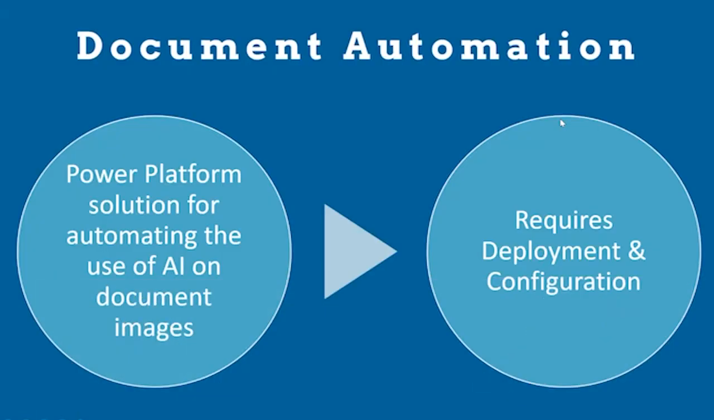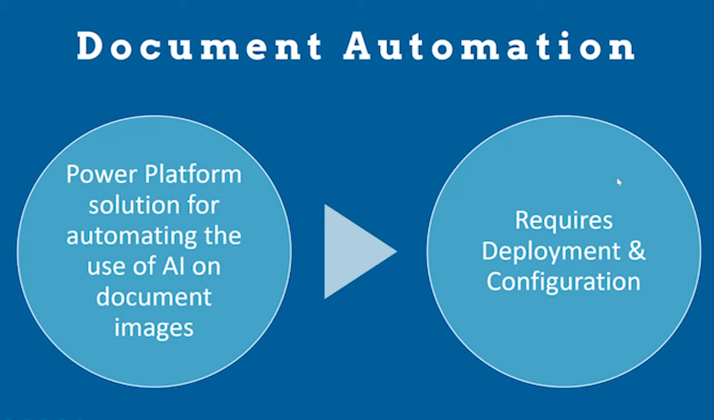Document Automation provides you with the ability to leverage the AI capabilities of the Power Platform to process documents that are triggered or pushed into a pipeline, perhaps via email or a file drop. The really great thing about Power Platform Document Automation is that it actually comes as a solution. So Microsoft has done all this great work leveraging the Power Platform to provide you with this very easy way to get started with document automation.